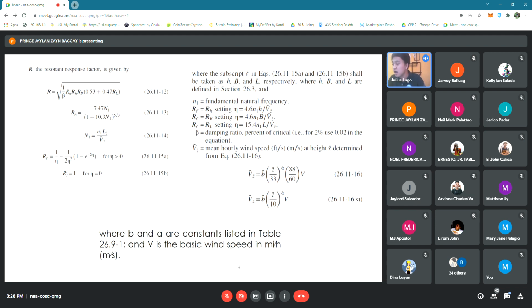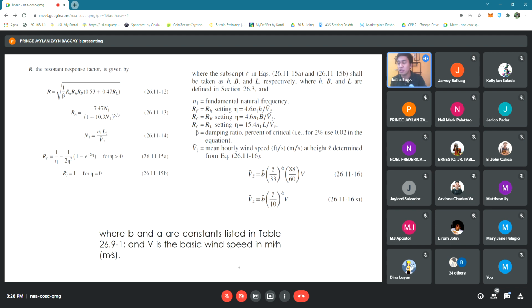Ngayon, may computation tayo for the VZ again. Okay, how to compute for the VZ? The mean hourly wind speed, that's now b bar times Z bar all over 10 raised to alpha bar, multiplied by V. Tandaan ulit na ang b bar and yung ating alpha bar are constants listed in 26.9-1. So later on in your quiz, though I did not show any examples, magko-compute pa rin tayo. Pero yung mga values dyan will be given and then the tables will be given. Okay, the tables will be given.